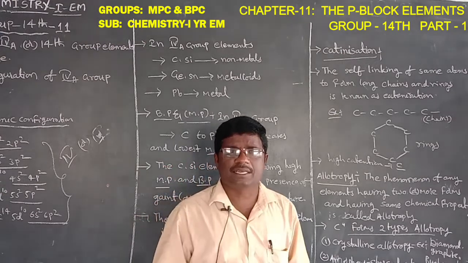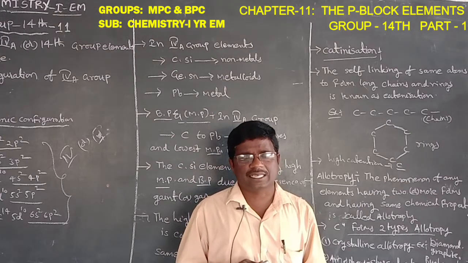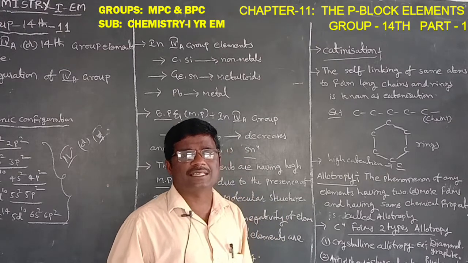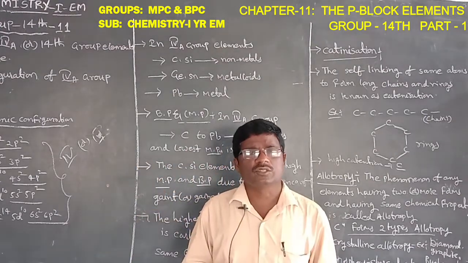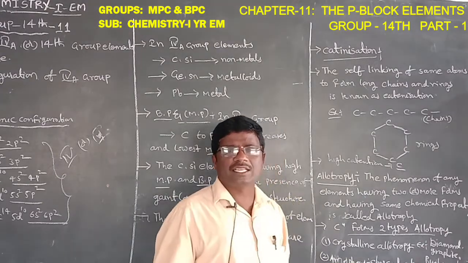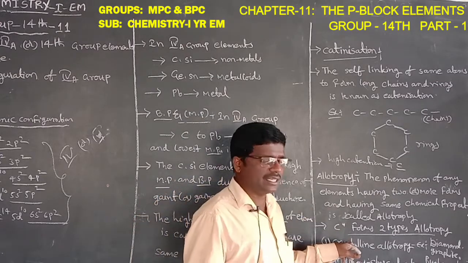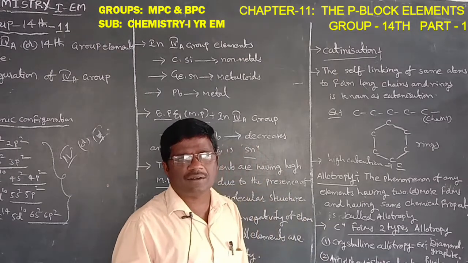The phenomenon of an element existing with two or more physical properties and having the same chemical property, because the outermost shell has the same ns2 np2 electron configuration, is also called allotropy. Carbon forms two types of allotropic forms.